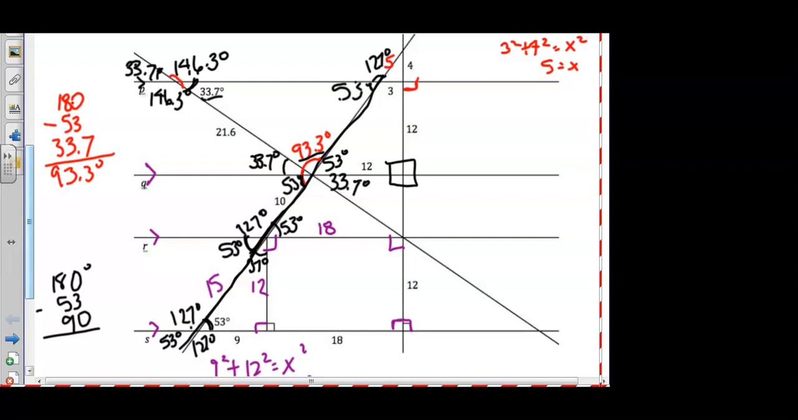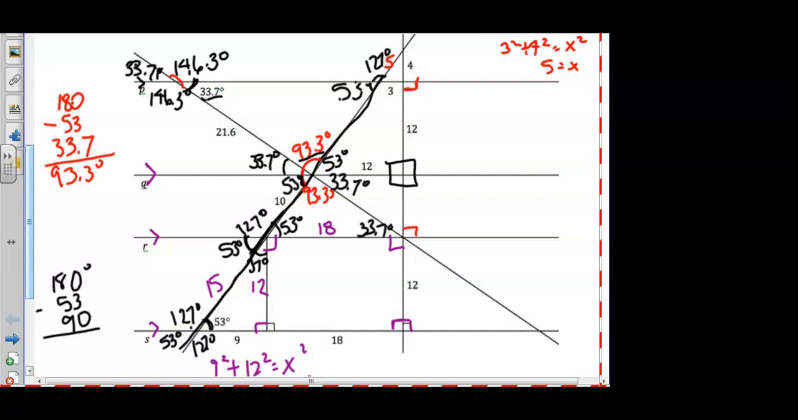And let's see what other missing information. We do know this is a right angle here. And let's see, we do know this angle is 93.3 degrees because it is vertical with the other angle of 93.3 degrees. And then we can find the third missing angle in that triangle. And it should be 33.7.